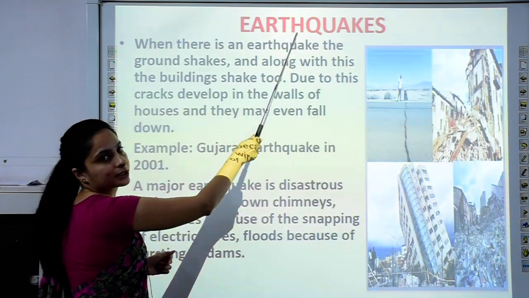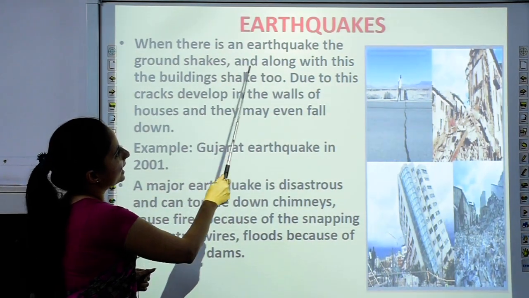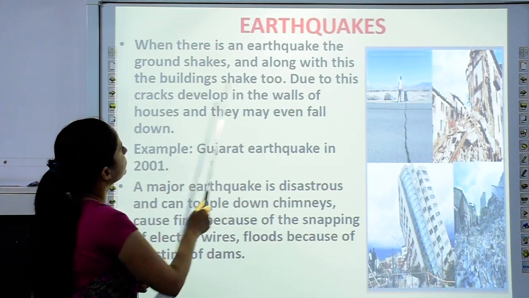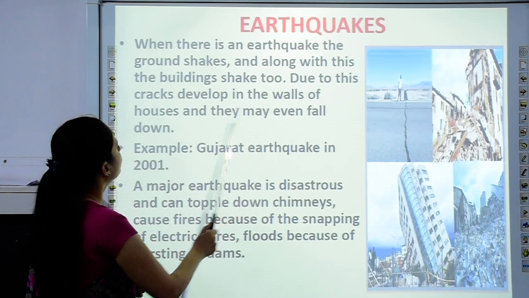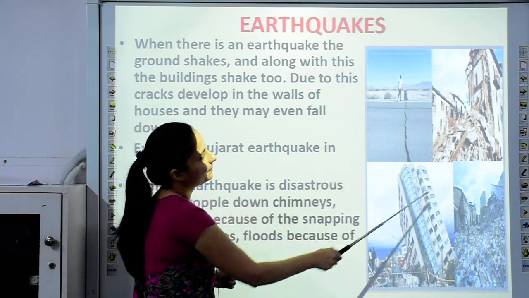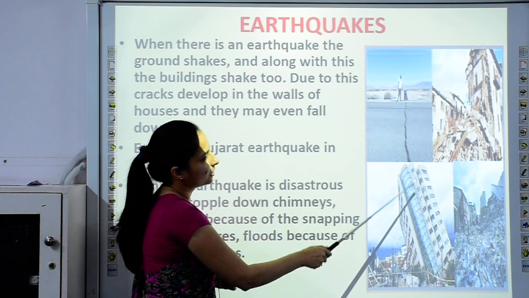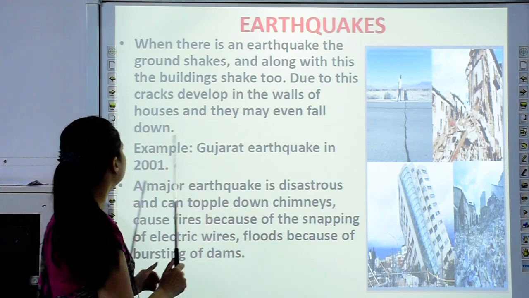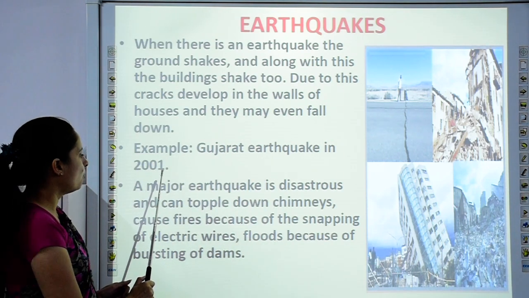First we look into earthquakes. When there is an earthquake, the ground shakes and along with this the buildings shake too. Due to this, cracks develop in the walls of houses and they may even fall down. As you can look here in the picture, due to an earthquake, cracks have developed on the roads, tall buildings have fallen down, houses have been totally devastated. Example for this is the Gujarat earthquake in 2001.